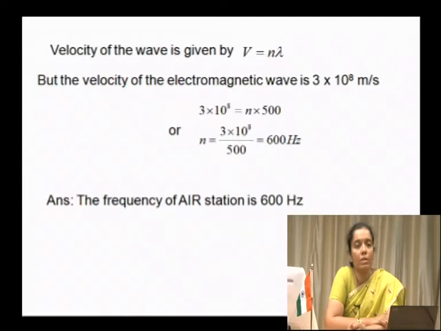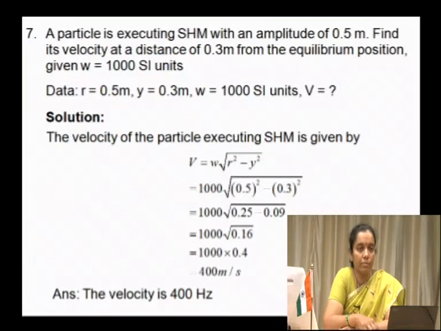So, we get the frequency as 600 kilohertz, it should be. If we calculate, we get a power of 10 to the power of 3. So, 600 kilohertz is the frequency of the radio station.